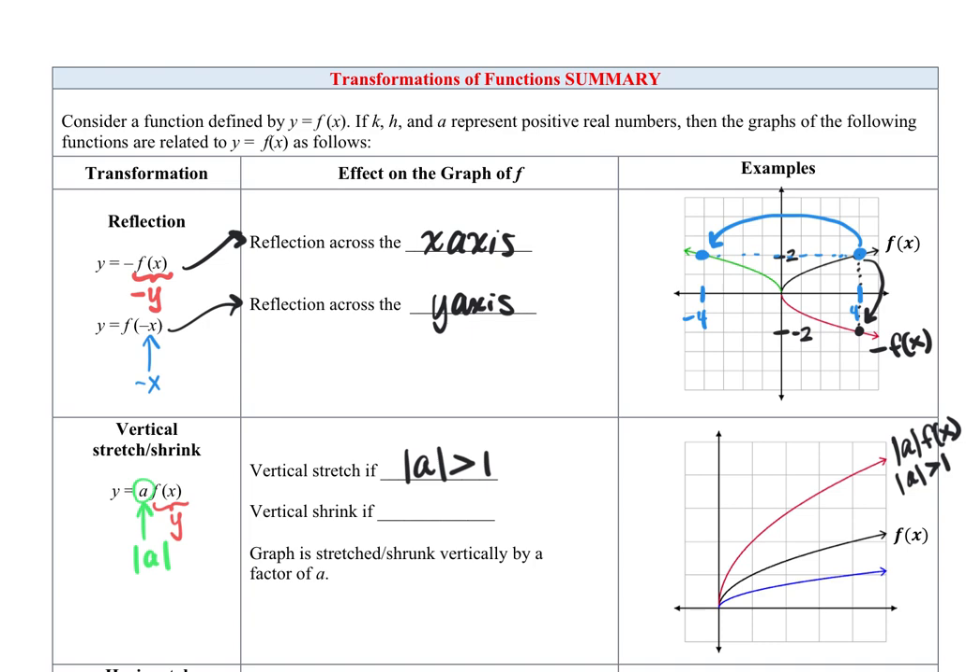However, if we're talking about a value that is a fraction between 0 and 1, so if the absolute value of a is between 0 and 1, such as 1/2 or 1/3, then that's going to be our vertical shrink. So that would be, in this case here, where the absolute value of a is between 0 and 1, a fraction, that's going to be a vertical shrink.